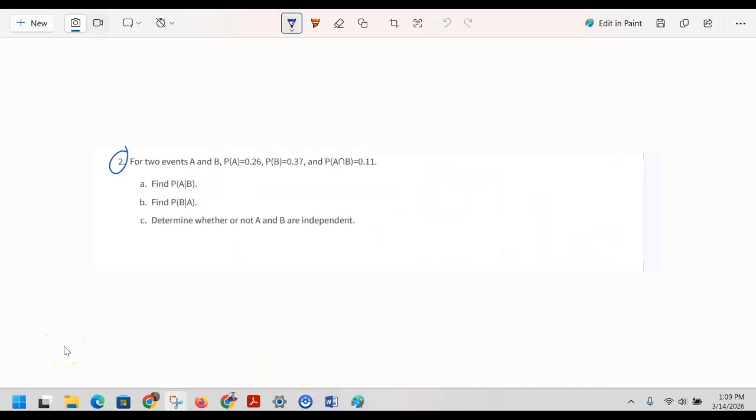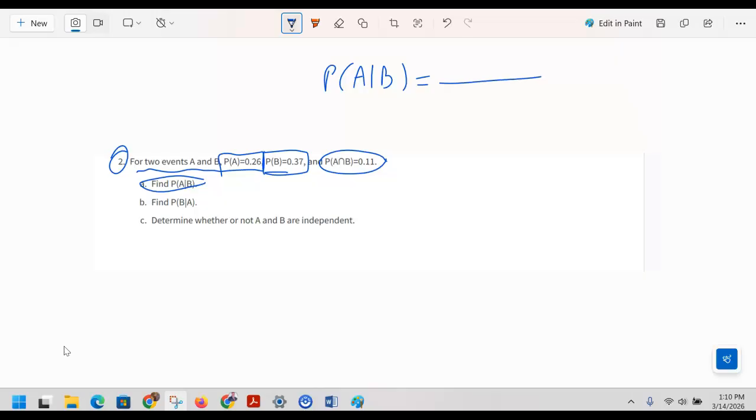Question number 2. Again, same question, a practice problem. I want you to pause the video and do it yourself. They gave you the two probabilities and this, and you find this. I'm going to go quickly. The probability of A when B occurred, by conditional probability, is a ratio. B goes down, and the top is what is common, A and B. A and B is 0.11, and B is 0.37. That works out to be 0.297.